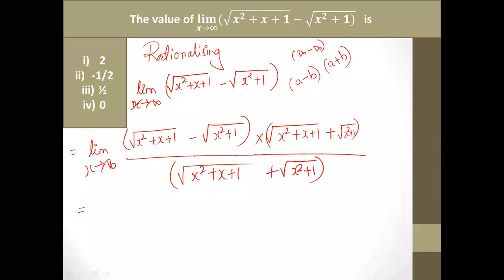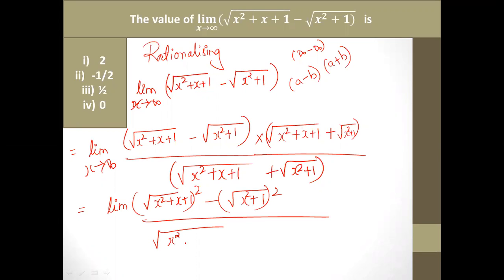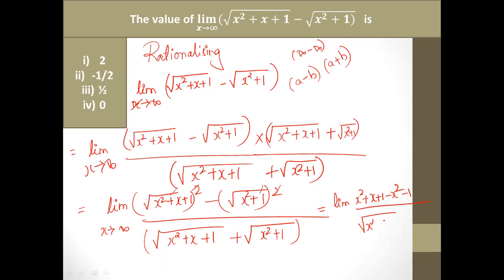Why are we doing rationalization? To cancel the square root terms, because when you square a square root term, the square root and the square cancel. So it will be limit of square root of x square plus x plus 1 whole square minus square root of x square plus 1 whole square, divided by square root of x square plus x plus 1 plus square root of x square plus 1. What happens with the numerator? The square roots get cancelled. So it becomes x square plus x plus 1 minus x square minus 1, divided by whatever is in the denominator. Write it as it is.